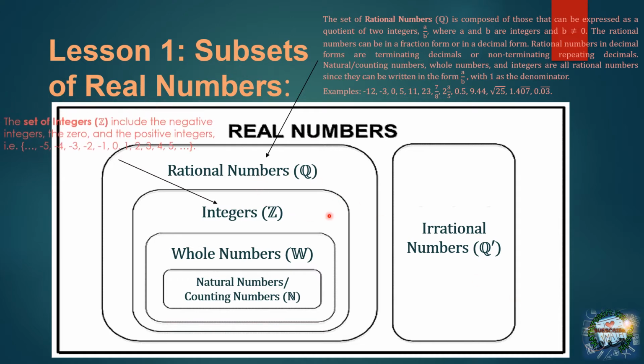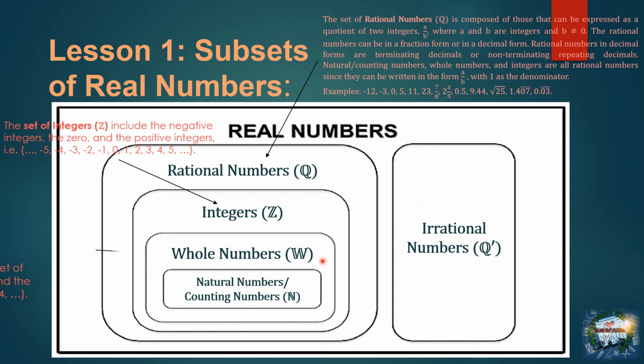Ano naman tong integers? The set of integers include the negative integers, the zero, and the positive integers. For instance, negative 5. Okay, may tatlo tayong tuldok dyan. Ibig sabihin yan, may kasunod pa yun, no? Pakaliwa. At dito rin, 0, 1, 2, 3, 4, 5. May tatlong tuldok tayo dyan. So, ellipsis, may karugtong pa yan. Okay? So, take note, ang representation natin dyan, it's a brace. Okay? Because that's an element.